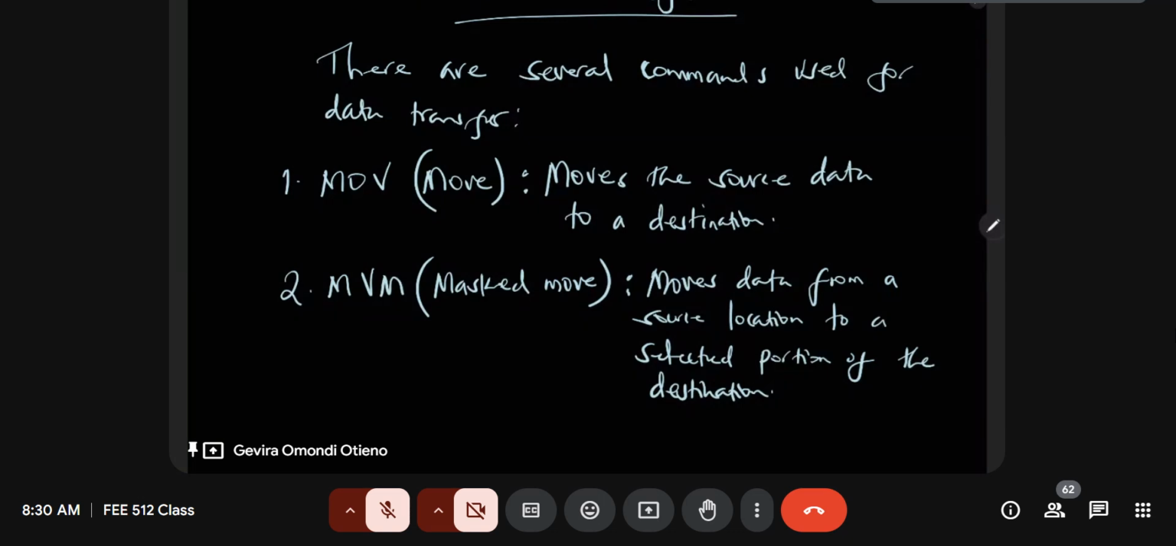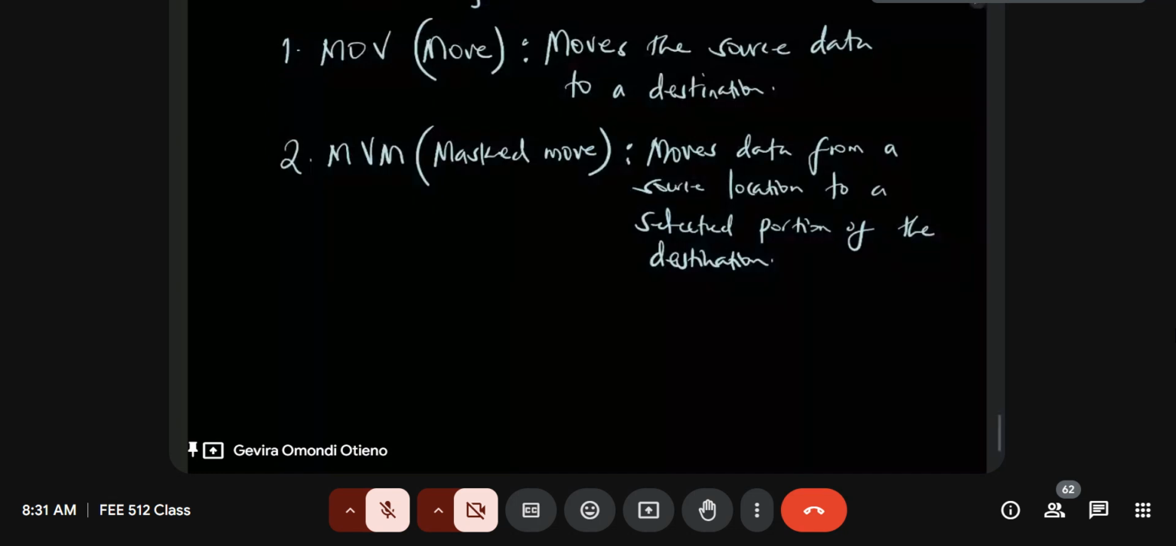But masked move is a very controlled type of move. Whereas in move, we take the entire data that is in the source file or the source register, and that entire data is moved to a destination of the memory. But in masked move, you're moving data, but only to a selected portion of the destination. I'll give you an example in a short while.